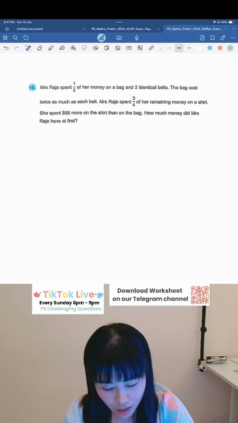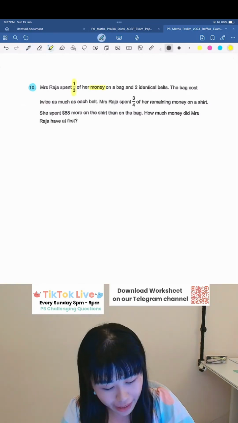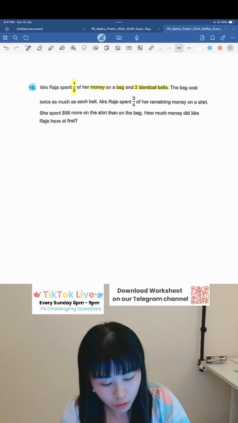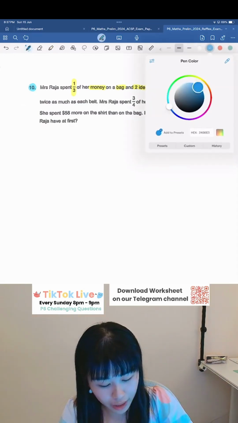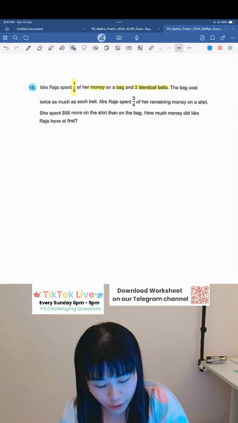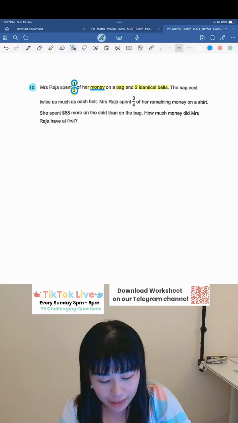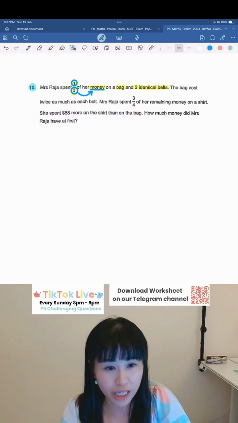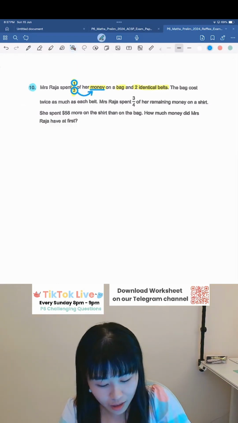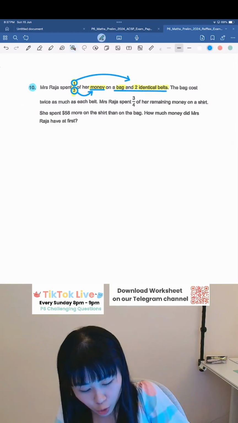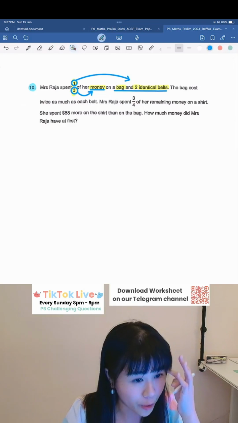So, number 10, we have Mrs. Raja spent 1/3 of her money on a bag and 2 identical belts. Those of you who attended our workshop, I always tell you, when you see a fraction, circle the numerator, circle the denominator, and arrow to the keywords. So your keyword here is money, which must be your total of 3 units, and 1 unit must be whatever she spent on the bag and the 2 identical belts. I hope you can understand.